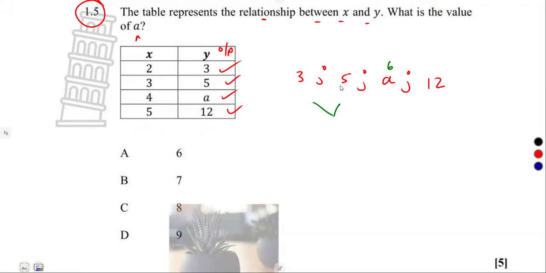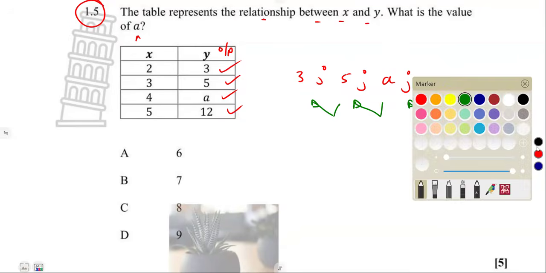So the difference between these terms, all right, 5 minus 3, that's a 2. We subtract here 6 minus 5, that's a 1. We subtract here 12 minus 6, that's a 6. So you can see, guys, this does not even make sense at all. We cannot say there's a pattern. No. 2, 1, 6. There's nothing like that.